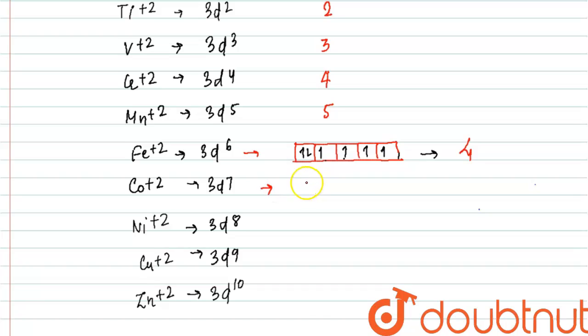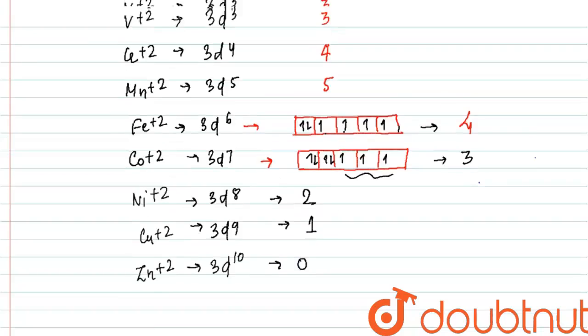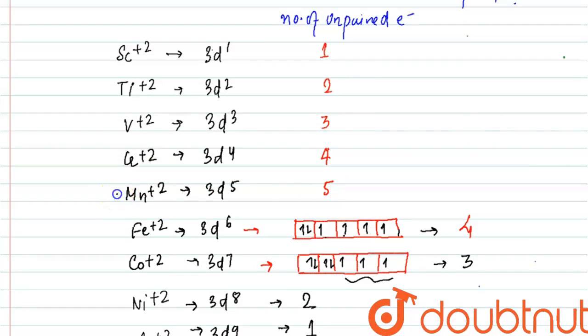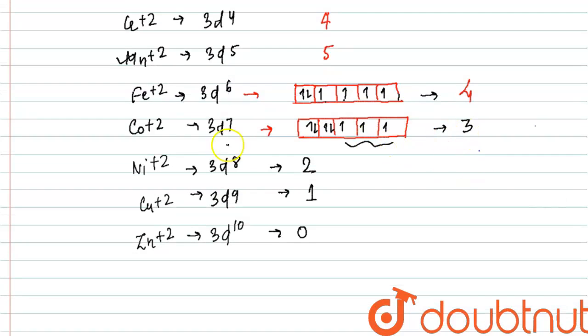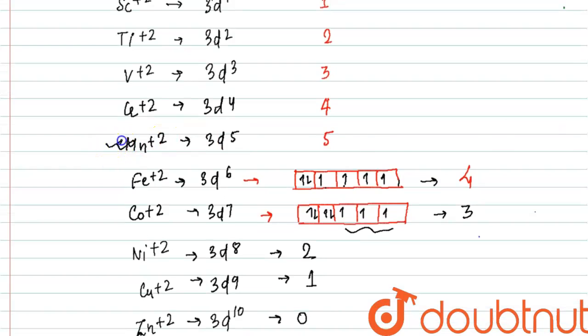Similarly, for 3d7, let me draw it to make it clear. We have 1, 2, 3, 4, 5, 6, and 7, so 3 unpaired electrons here. Similarly for 3d8, I guess you must have sensed the pattern. It will have 2, this will have 1, and this will have 0. So the unpaired electrons increase till manganese, and then decrease from manganese to zinc, which has 0. So the magnetic moment will be highest in the case of manganese.